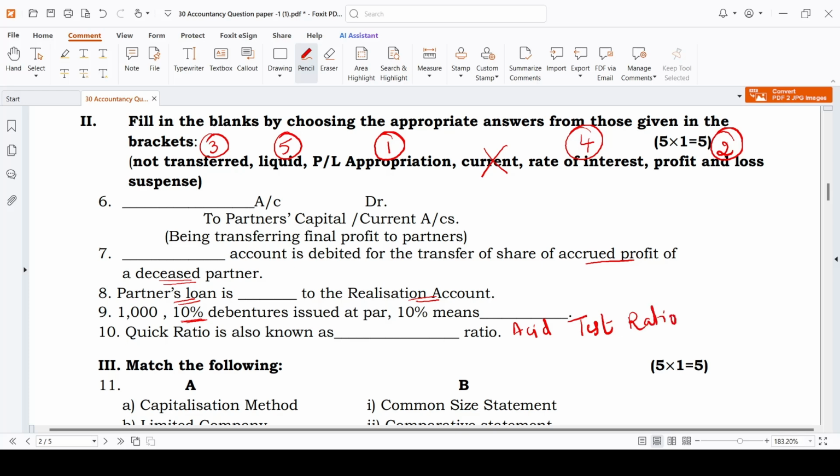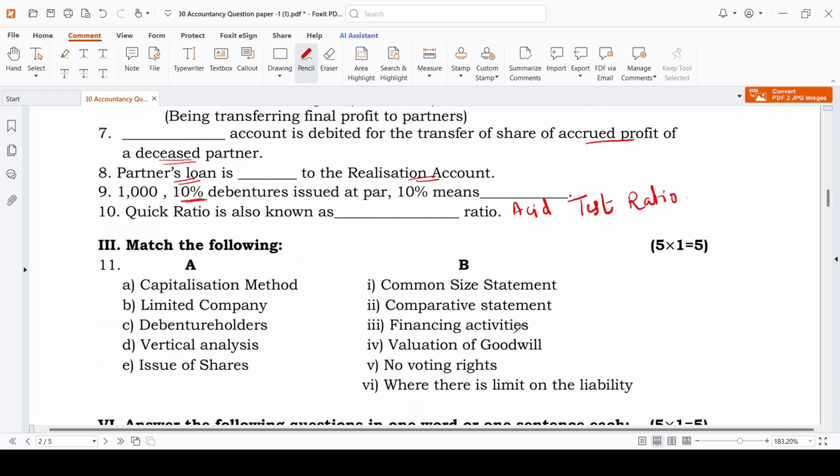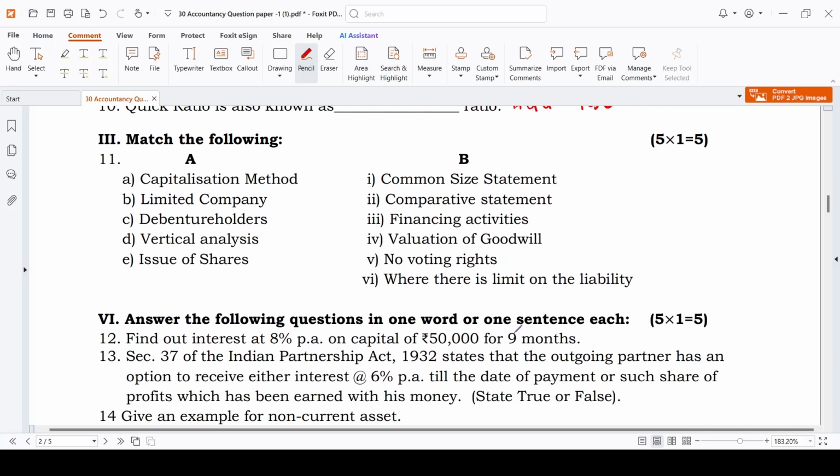Acid test ratio. Okay. Next, match the following. Capitalization method is one of the methods of valuation of goodwill. What are the different methods of valuation of goodwill? Average profit method, super profit method, capitalization method. So, capitalization method is the valuation of goodwill.